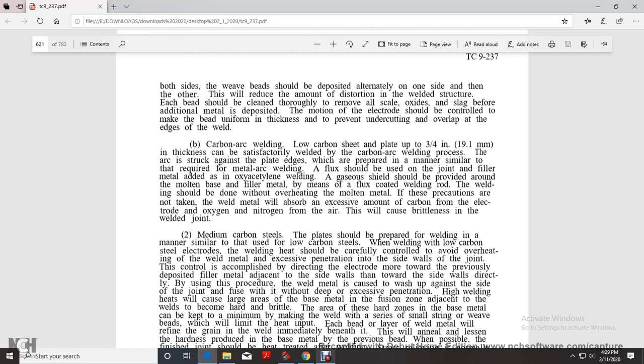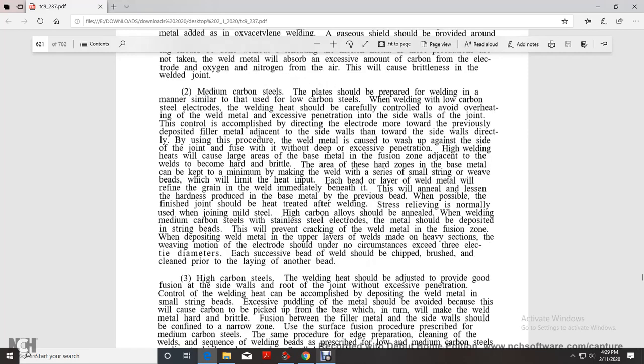Fluxes are used in the joint with a filler metal added, as with oxyacetylene welding. A gaseous shield should be provided around the molten base and filler metal by means of a flux coated welding rod. The welding should be done without overheating the molten metal. If these precautions are not taken, the welded metal will absorb an excessive amount of carbon, oxygen and nitrogen from the air, which will cause brittleness of the welded metal.